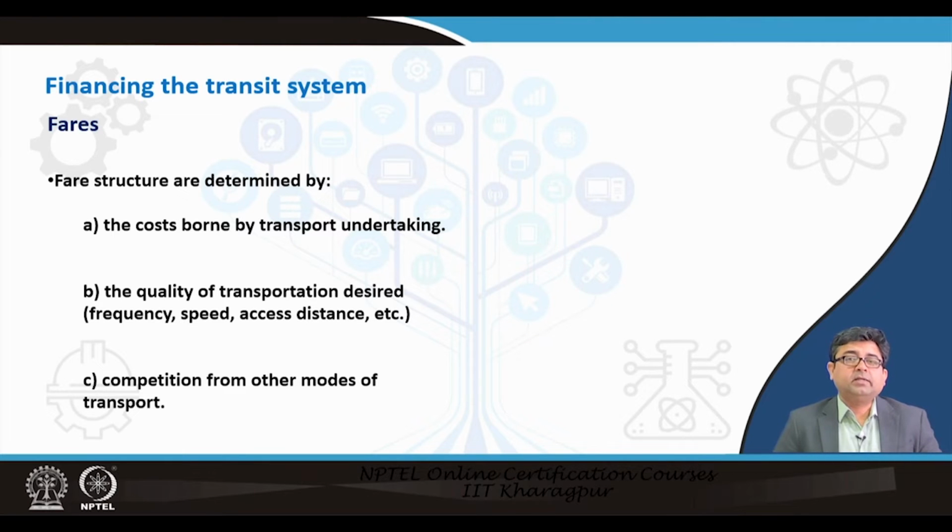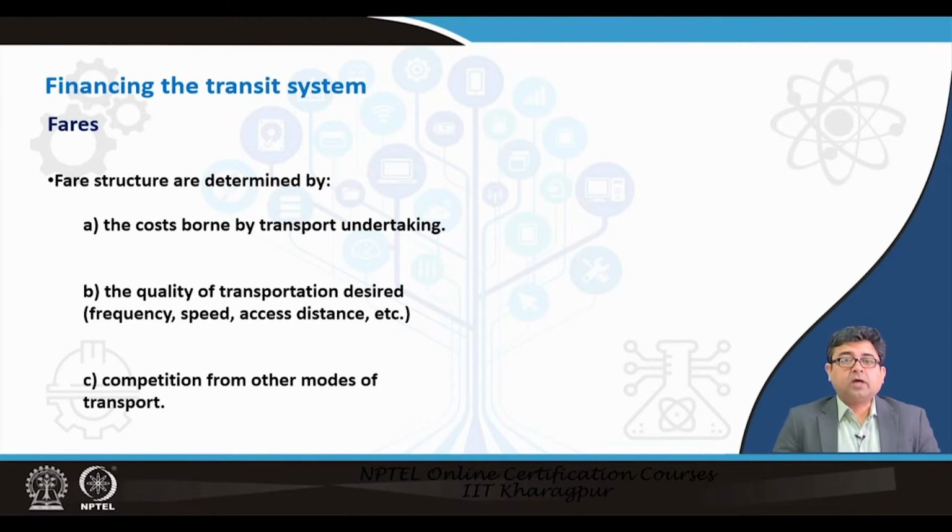So, a fare structure can be determined by the costs borne by the transport undertaking, the quality of the transportation desired, and also the competition from other modes of transport. So, let us look at each of them. If the transportation agency that is providing you the services is able to absorb a lot of costs, then the fares may be different, whereas if they are not able to absorb all the costs, that means they have a very tight budget, then they may be dependent heavily on the fares in order to operate.